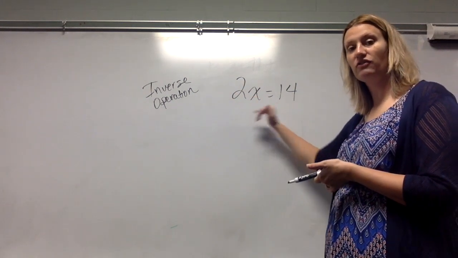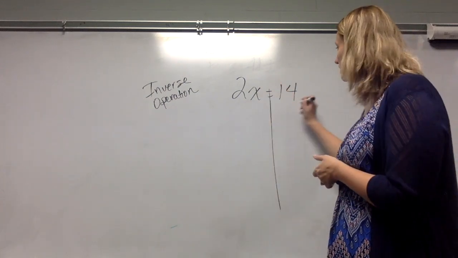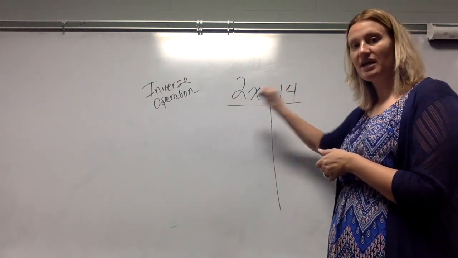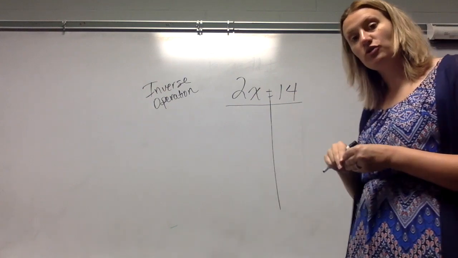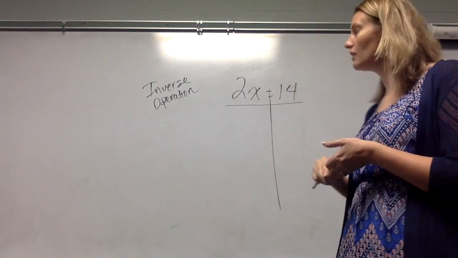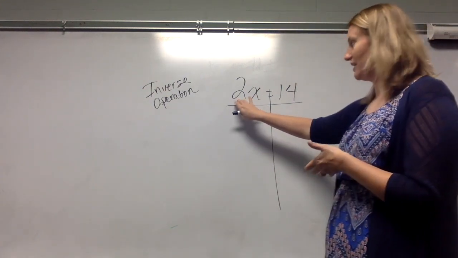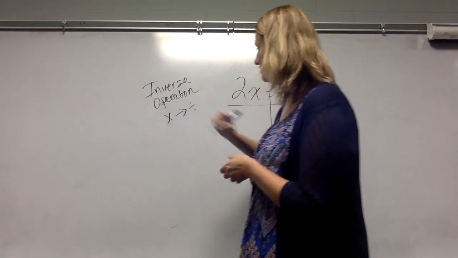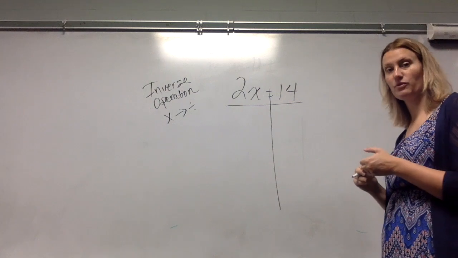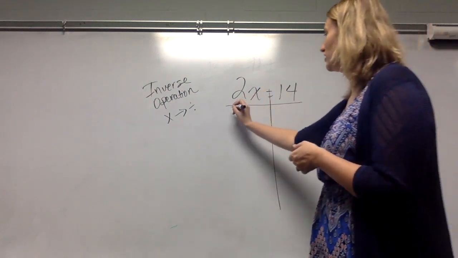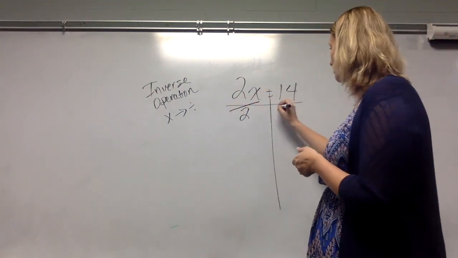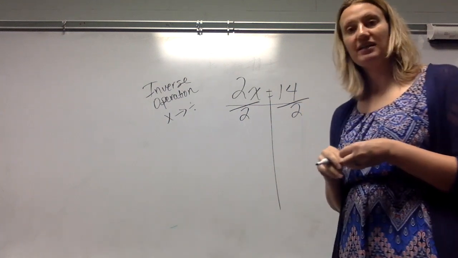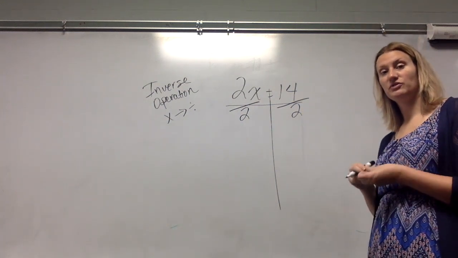Again, you have to think of every equation as a balance scale, and that whatever you do to one side, you have to make sure that you are doing to the other side. So, in this case, again, I have to undo multiplication, and the inverse of multiplication is division. That's the inverse operation. So what I'm going to do here is divide by 2, and of course, then on that side of the equation, to balance the scale, I will also divide by 2.